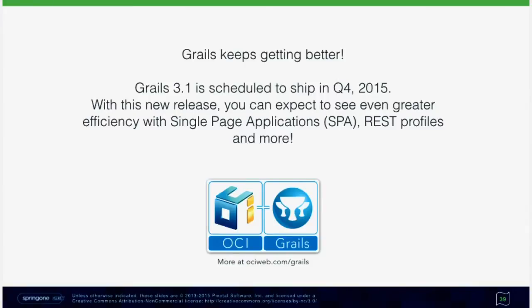Grails keeps getting better, and 3.1 is scheduled to ship in Q4 2015, so we're pretty excited by that. With the SPA and REST profiles, Q4 at the end of the year, 3.1 will be out. We're starting to iterate very quickly on releasing milestones, so you'll be seeing milestones released every couple of weeks, I imagine, for the next few months as we accelerate towards a final release. So look out for that.